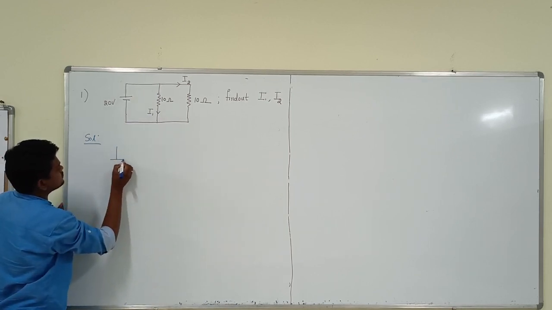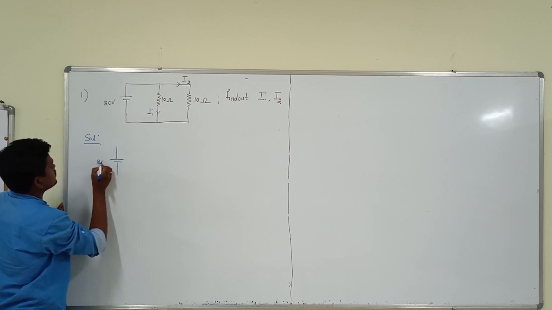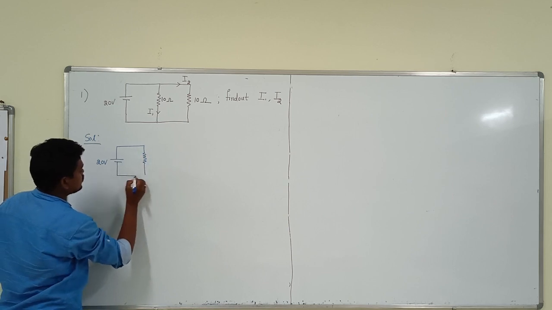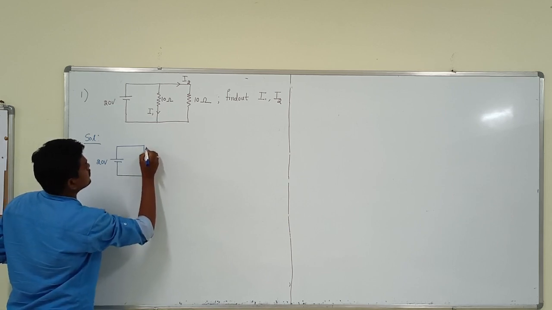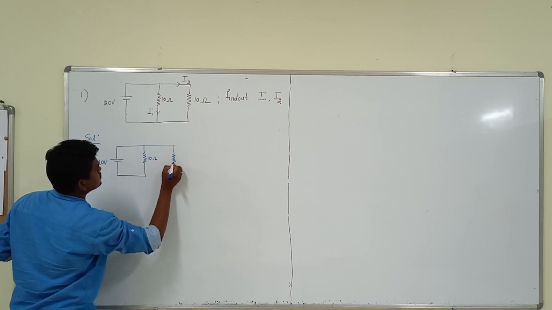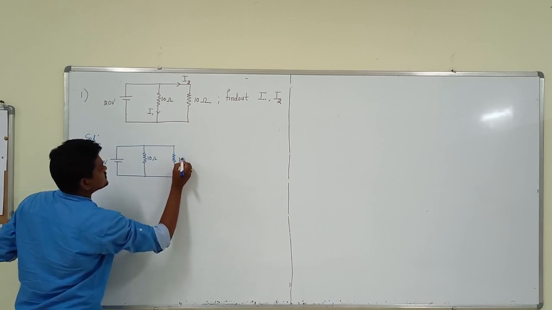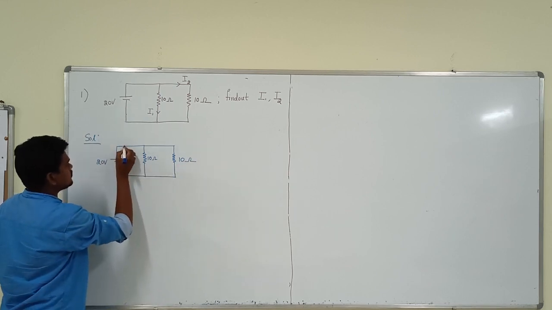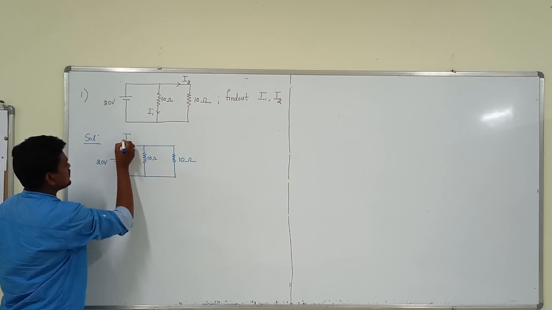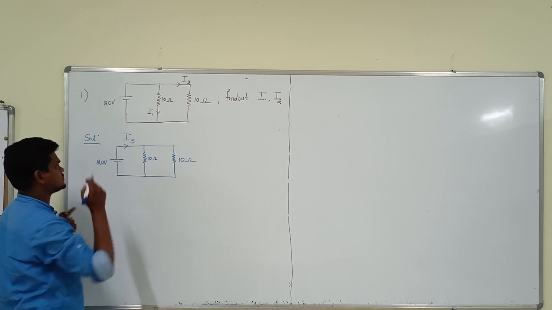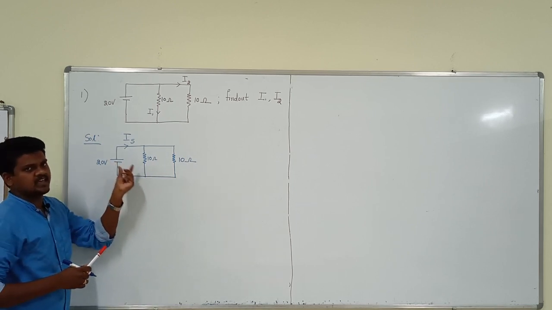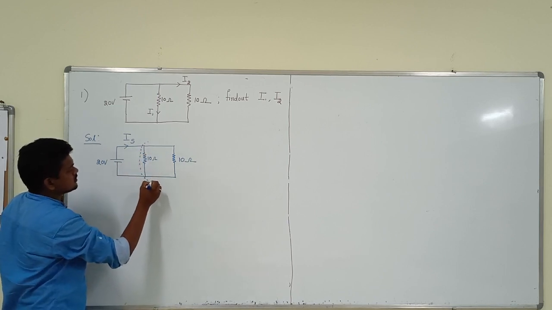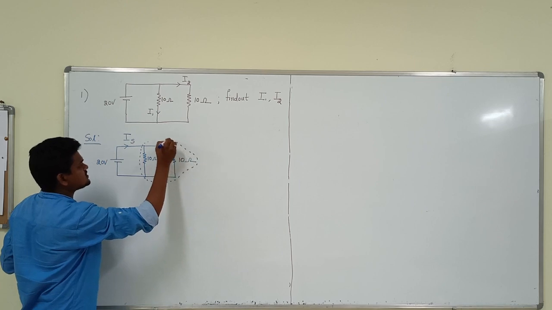So once again, you write a 20 volt source connected to a 10 ohm resistor and another 10 ohm resistor. Our intention is to find the current from this source. I am assuming it is Is. You can take anything, I1, I2, Ia, Ib, like that. In order to find this, you simplify this resistive network.